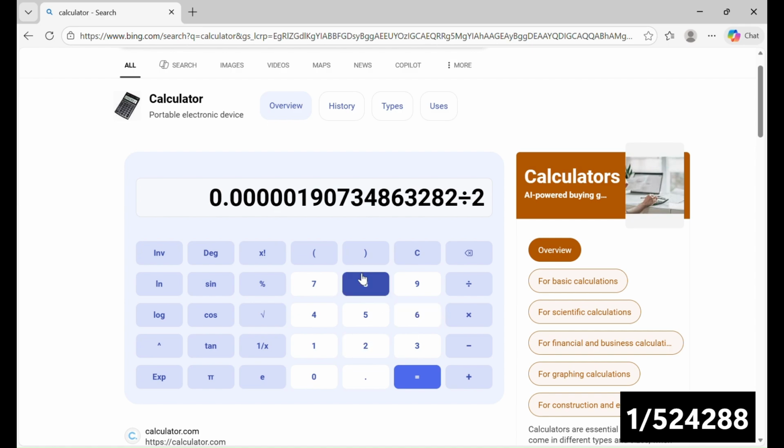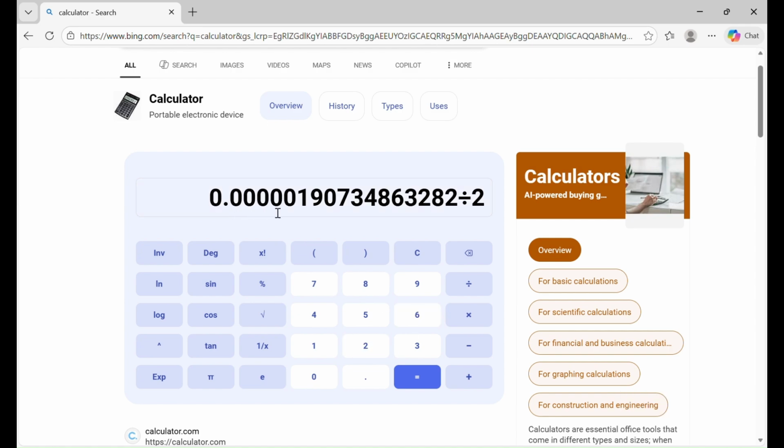Okay, divide this by 2. 0.00000190734863282. That is a lot of decimal points, and like I said at the beginning, the number of decimal points grow because the numbers just keep getting smaller. Let me count how many decimal points this is. 17 decimal points. Wow.